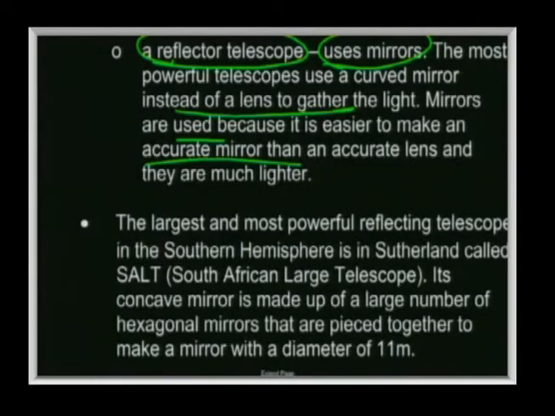The largest and most powerful reflecting telescope that we have in South Africa is situated in Sutherland in the Northern Cape. And this telescope is known as the SALT telescope, which stands for the South African Large Telescope. Now it is situated in the Northern Cape because, as we know, the Northern Cape does not have a high population like, for instance, Gauteng or the Western Cape.